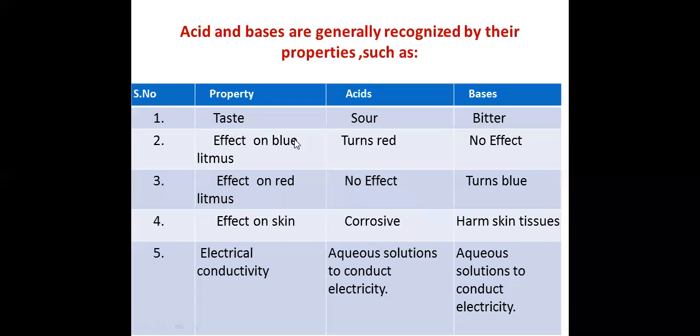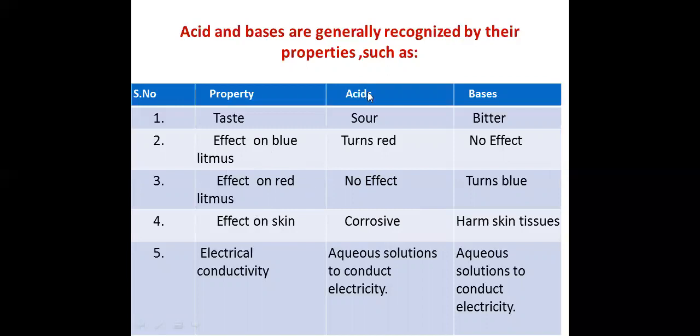Effect on litmus paper. What is litmus paper? Litmus paper is actually a filter paper which is treated with a mixture of natural dyes. Those natural dyes are extracted from lichens. Lichens are a type of fungus. On the basis of the composition of that filter paper, we have two types of litmus paper: blue litmus paper and red litmus paper.